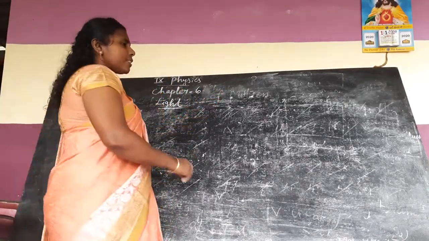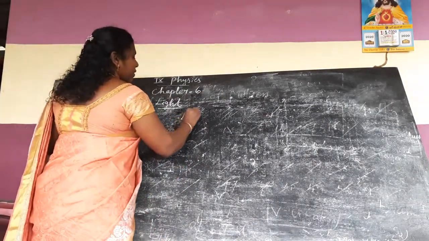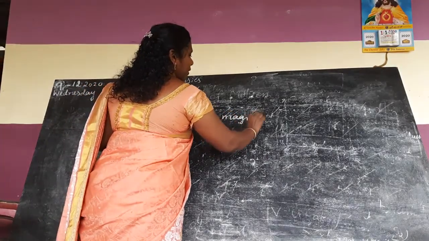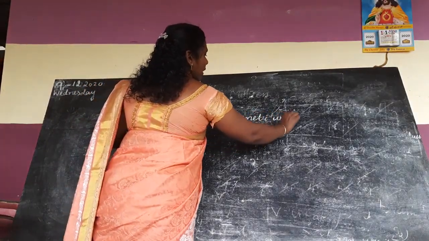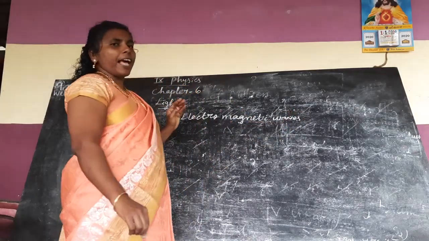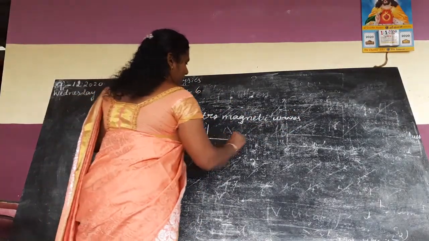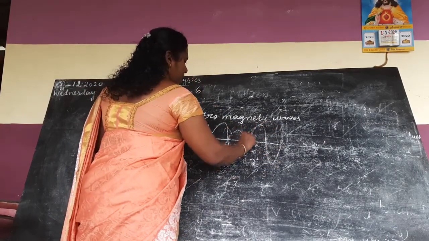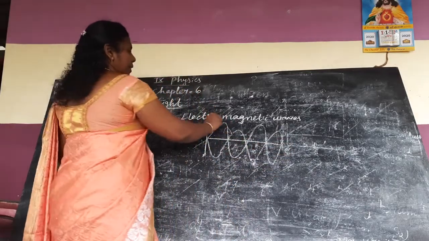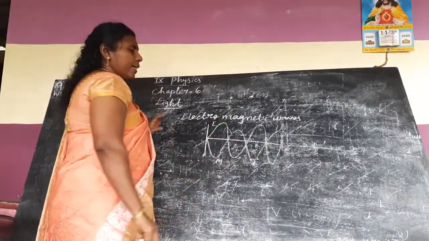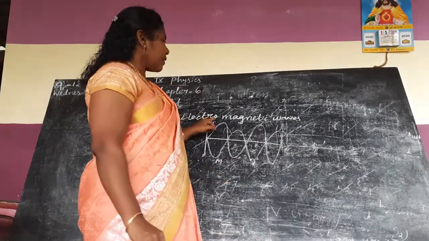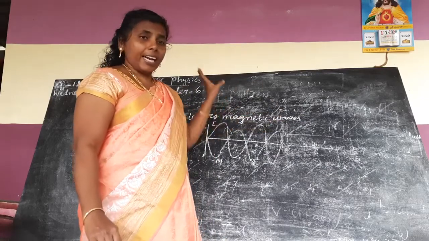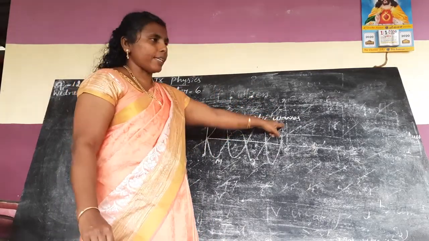This light forms electromagnetic waves. What is that? Electromagnetic waves. So electromagnetic waves have both an electric field and a magnetic field. It is a transverse wave. Both electric and magnetic fields are there, so we say electromagnetic waves. So light travels in the form of electromagnetic waves.